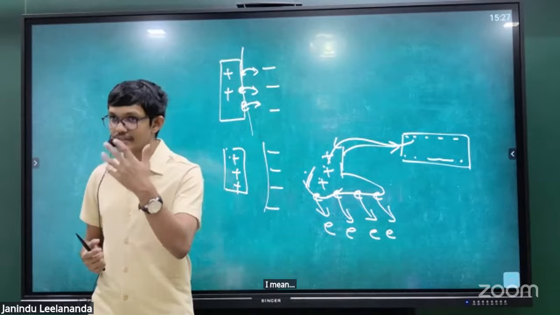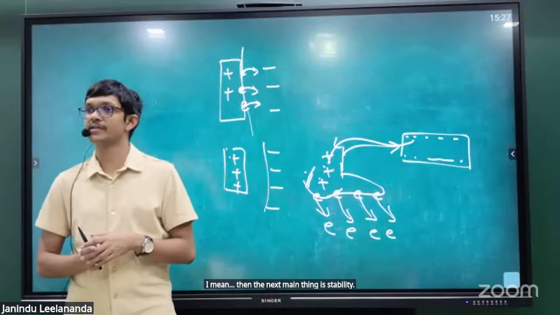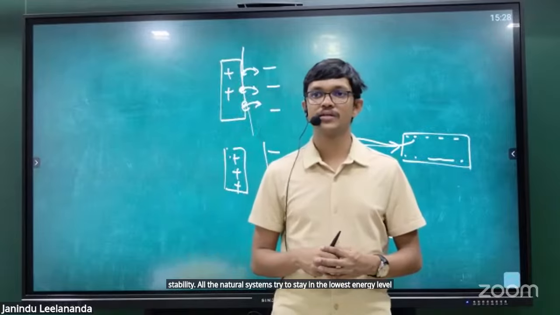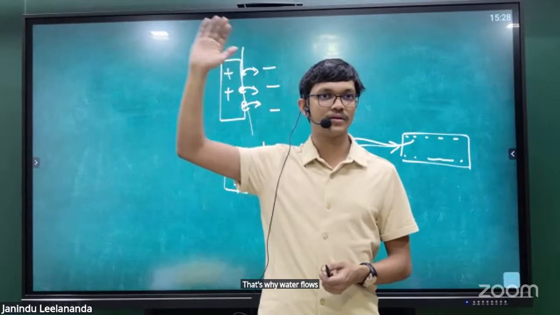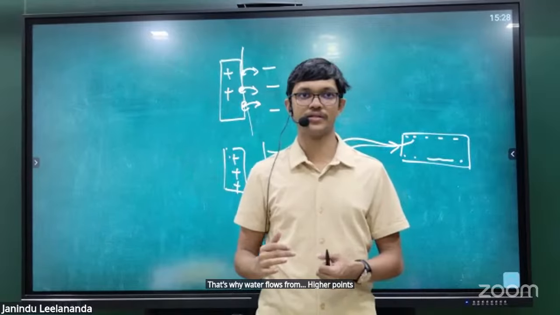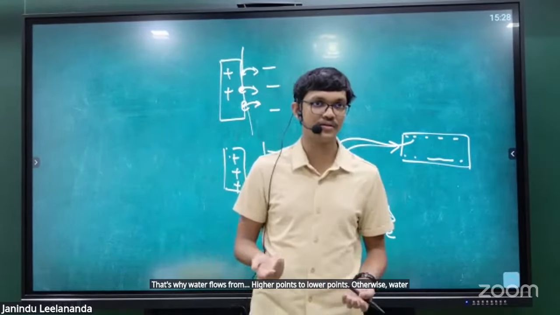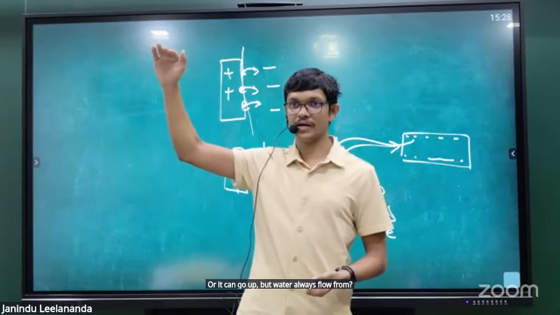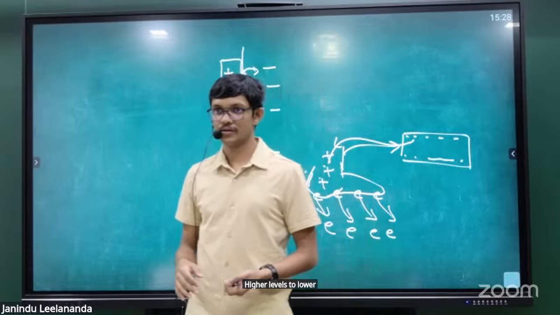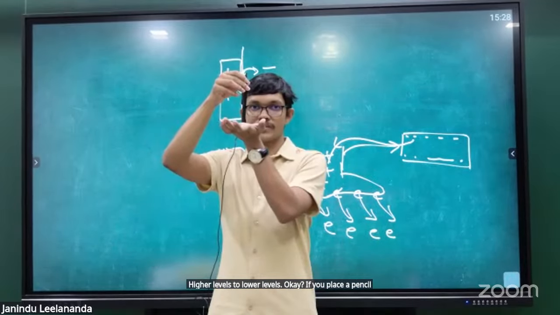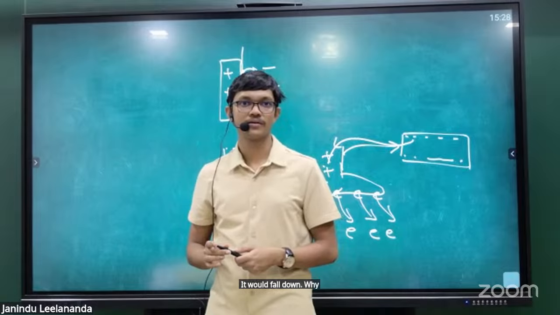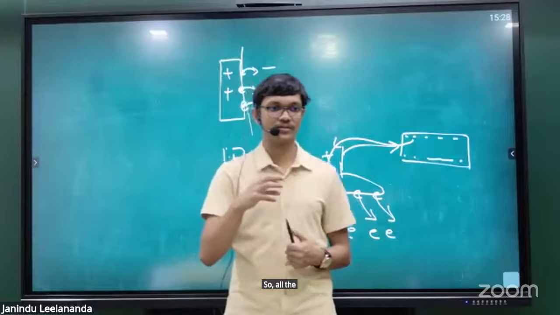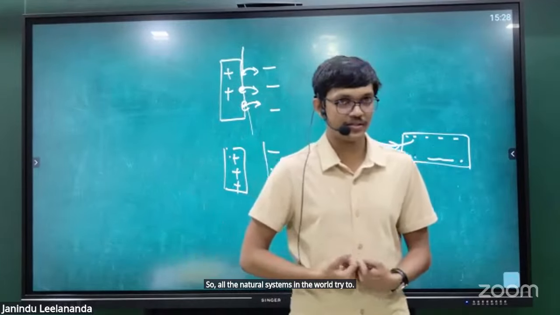Then the next main thing is stability. All the natural systems try to stay in the lowest energy level possible. That's why water flows from higher points to lower points. Otherwise, water had the decision of staying there, or it could go up. But water always flows from higher levels to lower levels. If you place a pencil like this, it would fall down. Why? To minimize the potential energy. So all the natural systems in the world try to minimize their energy and get stable.